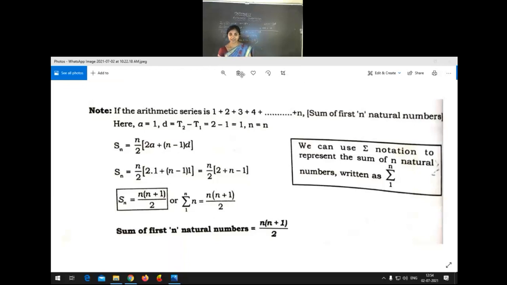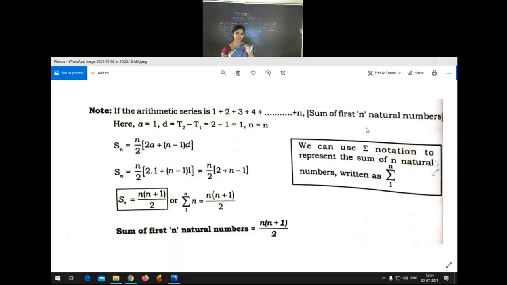So if the arithmetic series is 1 plus 2 plus 3 plus 4 and so on up to n, these are all natural numbers, right? So that teacher gave the work to Gauss, no? Sum of the first 100 natural numbers. Can we apply that formula here? Sum of first n natural numbers. The teacher gave a limit of 100, but natural numbers continue up to infinity, right? So now the sum of first n natural numbers.